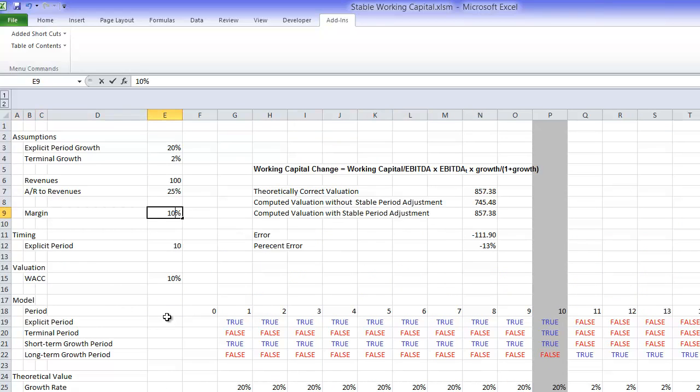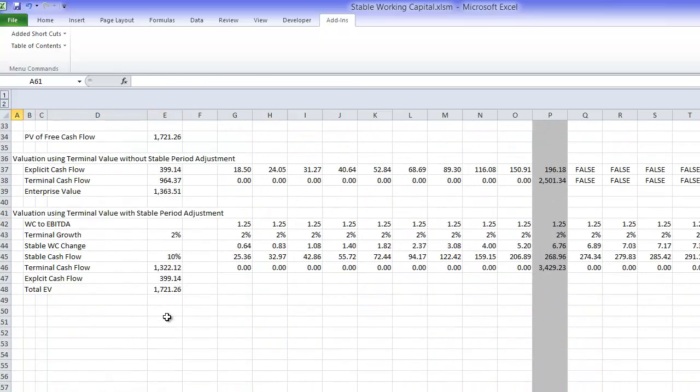Okay, so we put our 10% margin, and now look, this method is the same, but we have these big errors. Let's make a 5% margin to make it really an enormous error. Let's put a 40% growth in, then we can get these really big errors. Okay, so that's just an illustration of how to make it work.